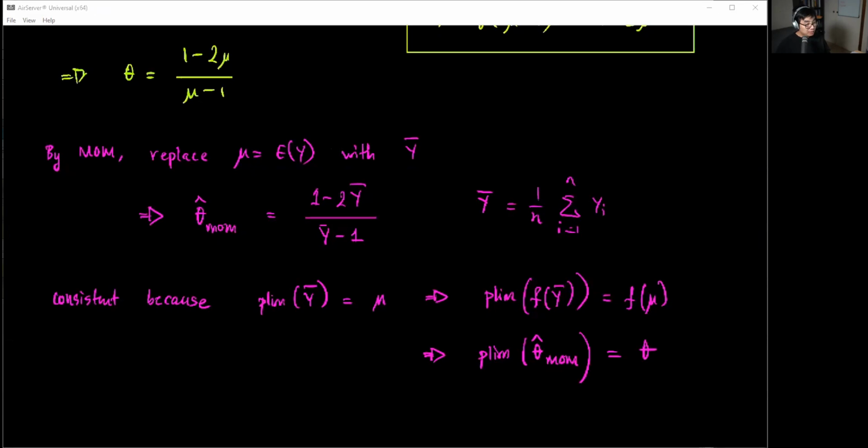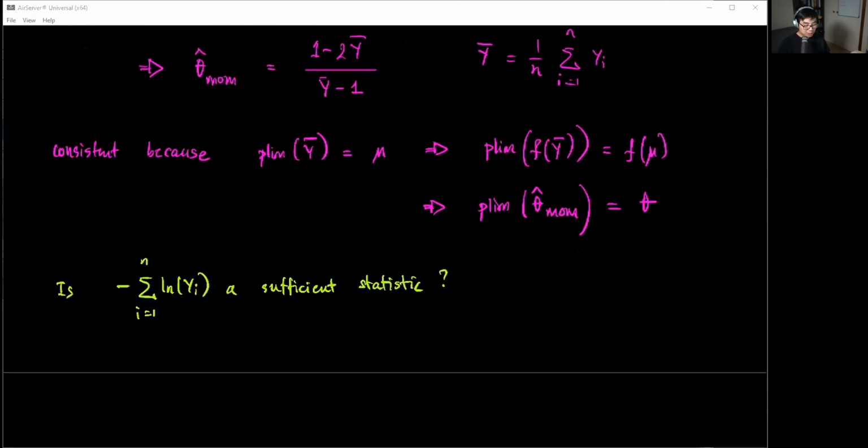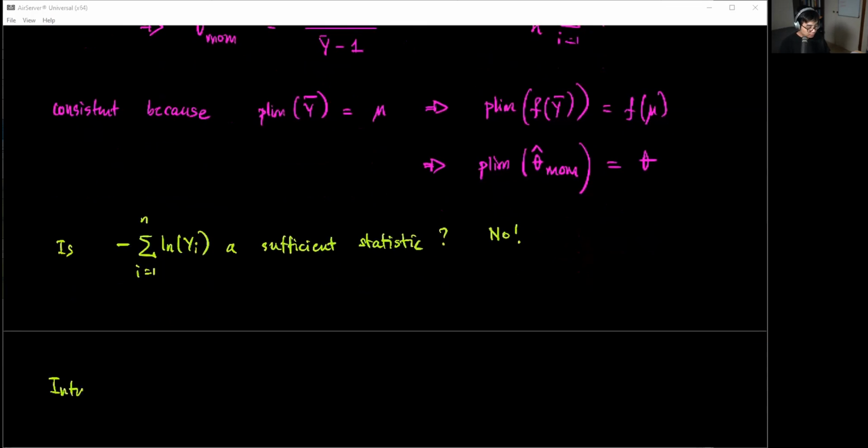All right. Now, the next part of the question is asking us whether this right here is a sufficient statistic. Okay, is negative sum of log of y a sufficient statistic? Okay, and the answer is clearly no. Okay, why is it not a sufficient statistic? Well, intuitively, we cannot find.